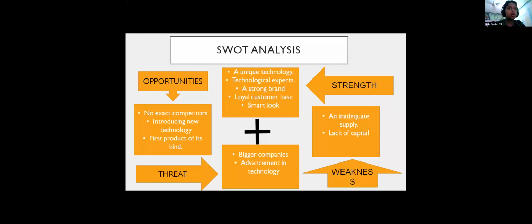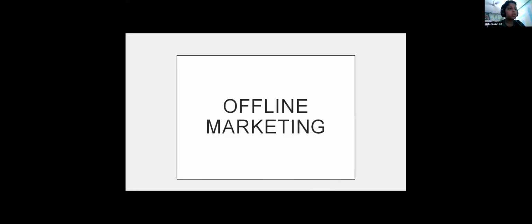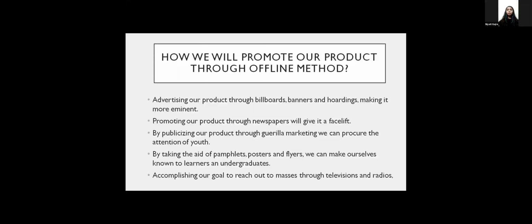Now I will elaborate how our company will promote our product through offline marketing, advertising through billboards, banners, and hoardings, making it more eminent. By using these, we can make people think of our product as reliable. By promoting our product through newspapers, it will give it a facelift.